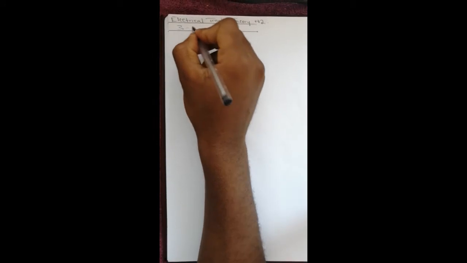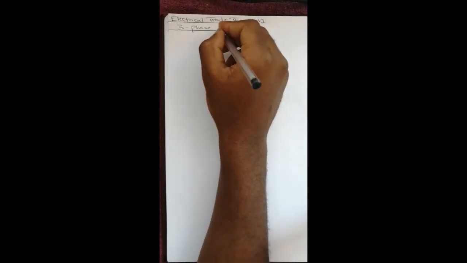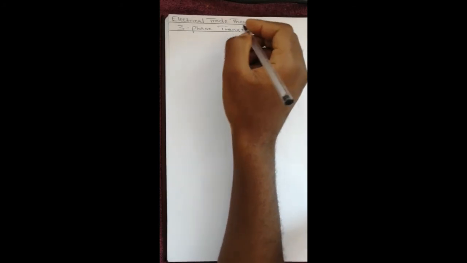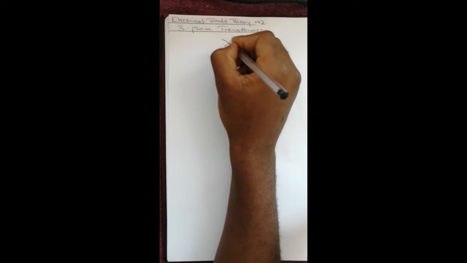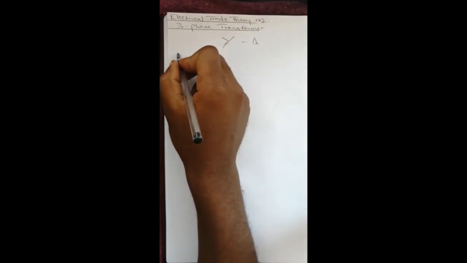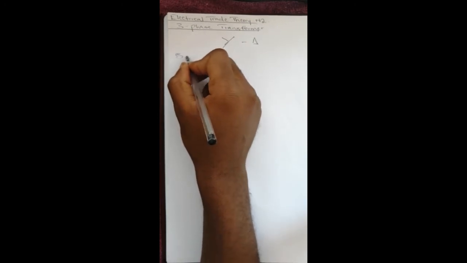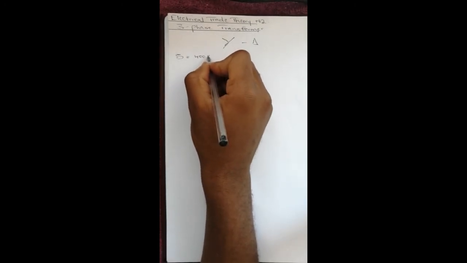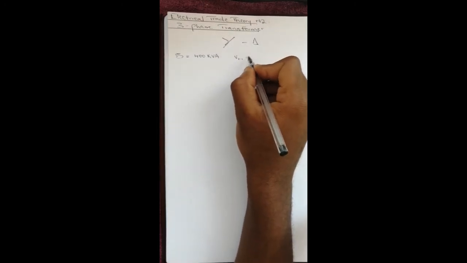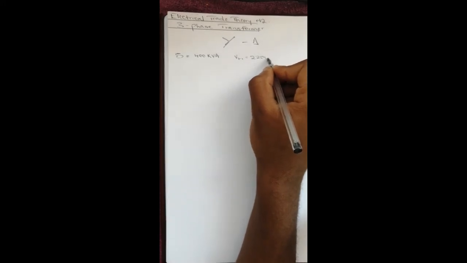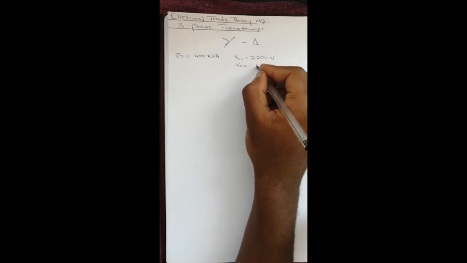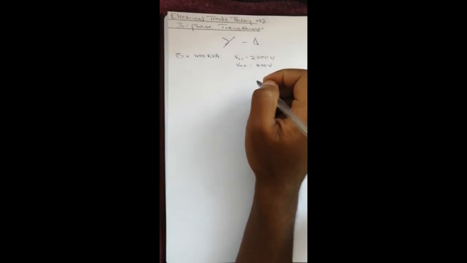It's a 3-phase transformer, and we are told that it's star delta connected, and we are given apparent power as 400 kilovolt amps. V line 1 it's 2200 volts. V line 2 is 400 volts.